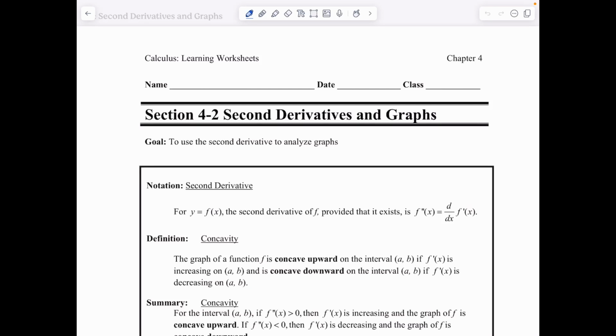Welcome to section 4.2, second derivatives and graphs. Today's goal is to use our second derivative to analyze our graphs.